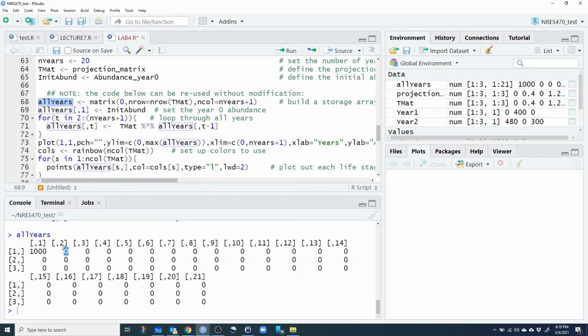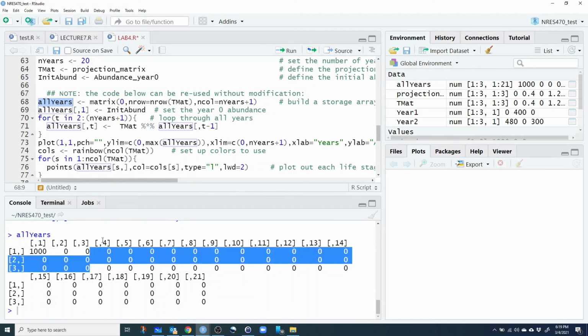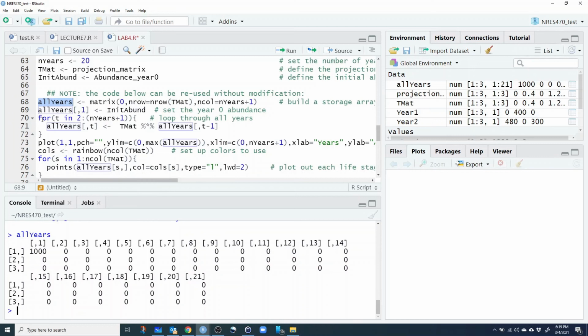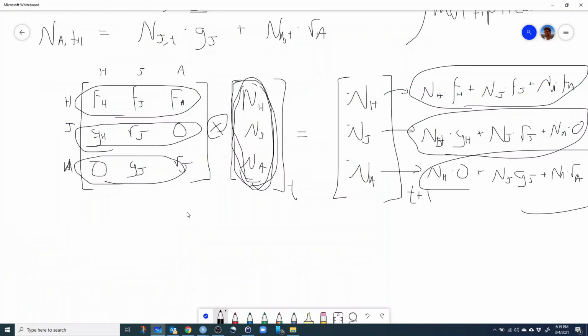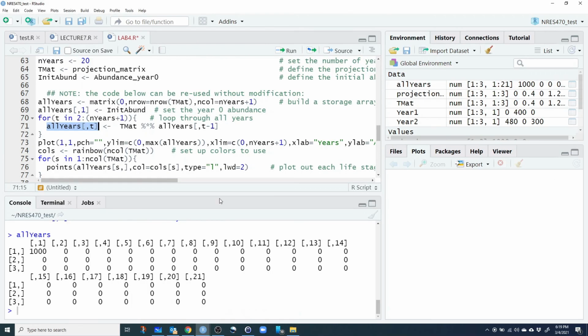And then we're going to project into year 2 and year 3 and year 4 all the way to year 21. We're going to use a for loop to do it. So we're going to loop through all the rest of the columns here and update the abundance using the matrix multiplication. We're going to take the transition matrix times the previous year abundance in order to get this year's abundance. It's the same as this. All right. So let's go back there. Let's run the for loop.